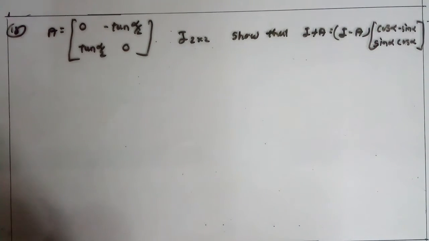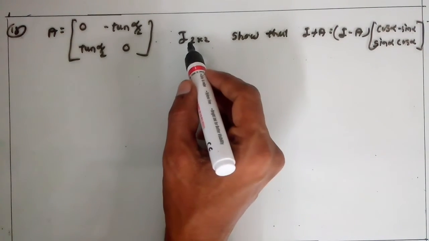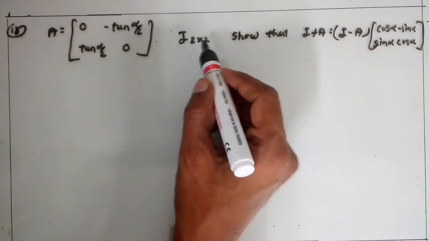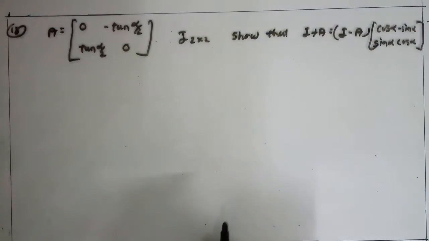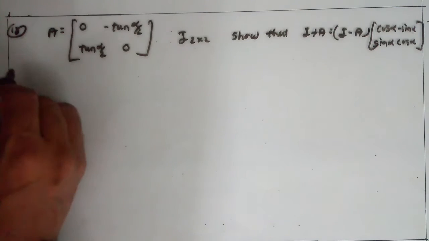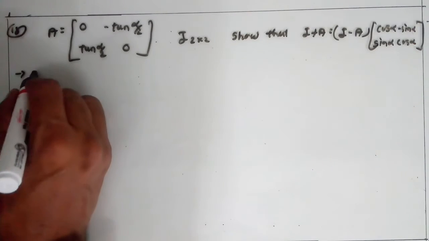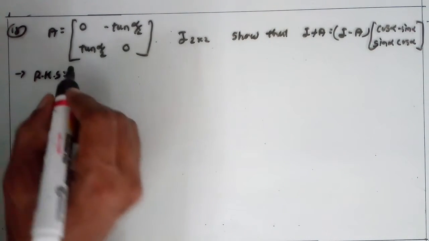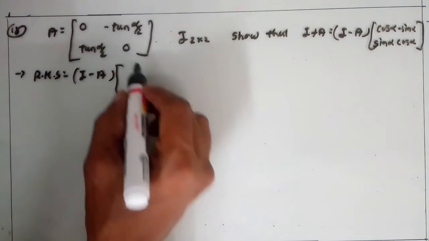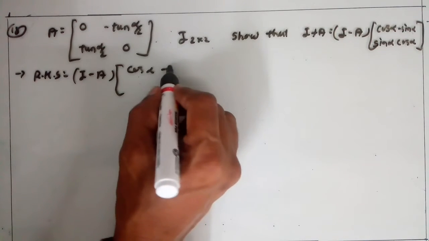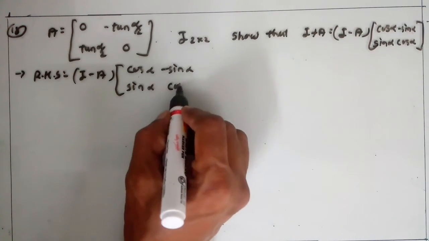A is equal to the matrix [0 -tan(alpha/2); tan(alpha/2) 0], and I is the second order identity matrix. Then show that I plus A is equal to I minus A into the matrix [cos alpha -sin alpha; sin alpha cos alpha]. In this case, we take the right hand side and get the left hand side. RHS is equal to I minus A into the matrix [cos alpha -sin alpha; sin alpha cos alpha].